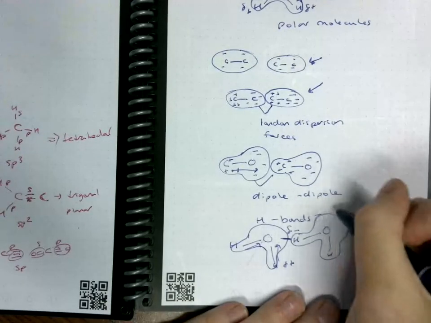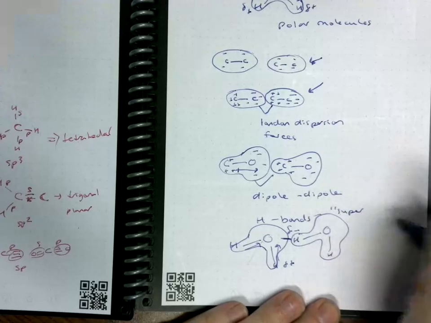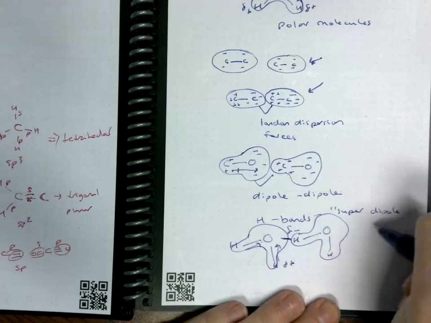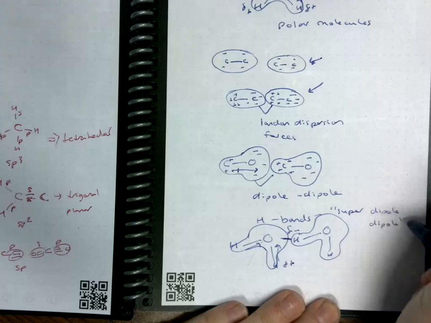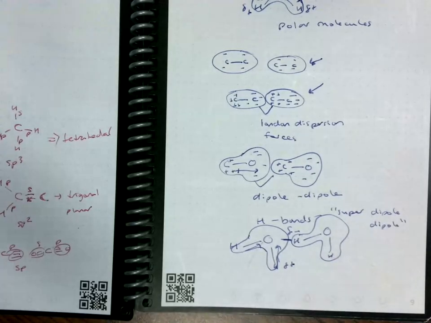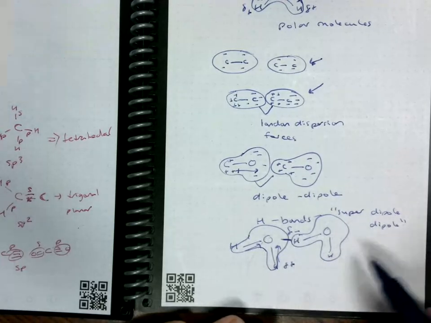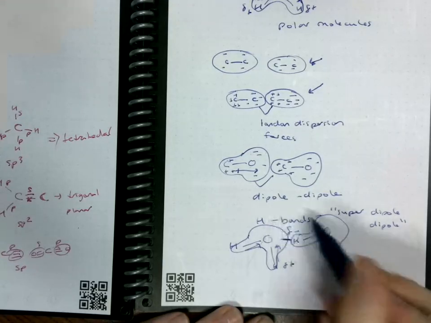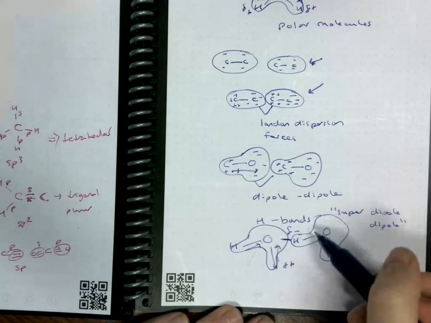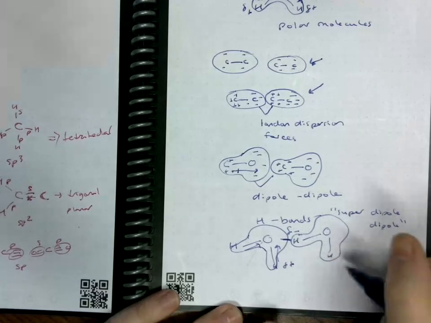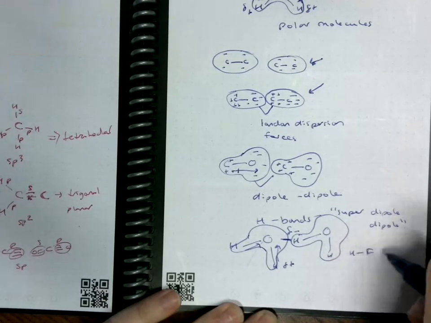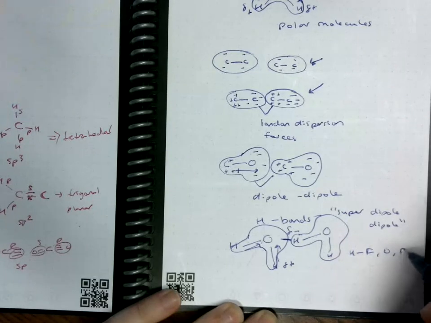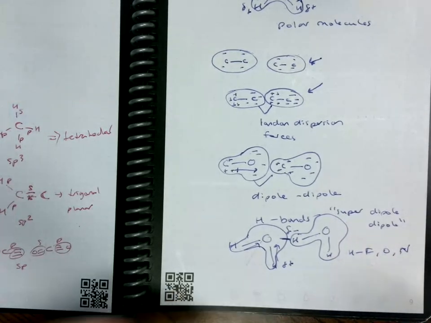I think a better name would be like super dipole-dipole. It's a very strong dipole moment. So that's what I call it. But technically, hydrogen bonding is what its name is, even though it's not really a bond. So it's a bad name. And this happens when hydrogen is bonded to the three most electronegative atoms: fluorine, oxygen, and nitrogen.